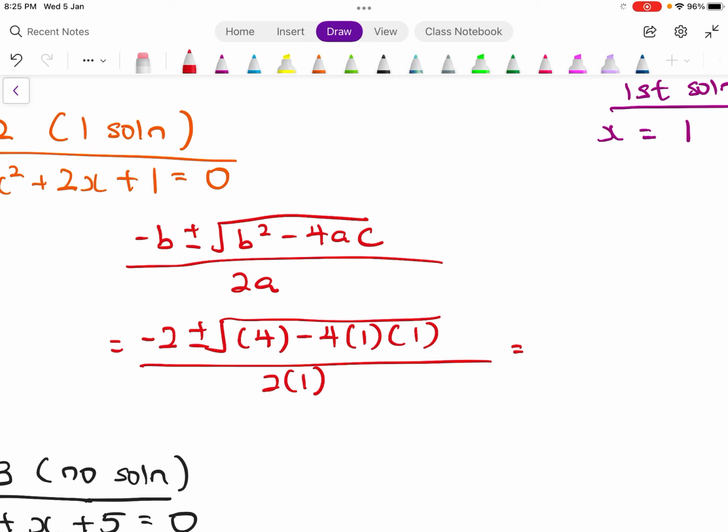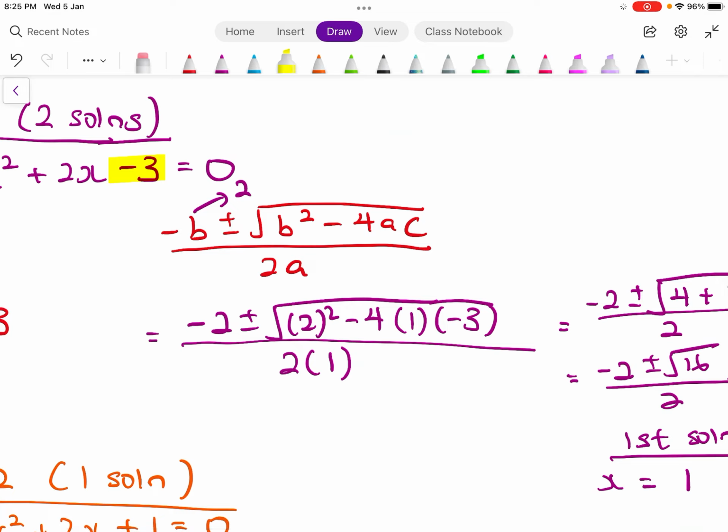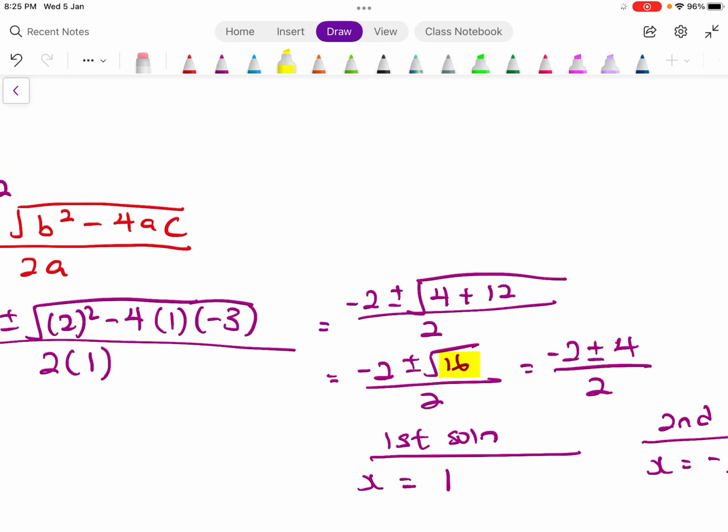So you'll get only one answer. So minus 2 plus minus 0, divided by 2. So you'll get only negative 1. So this is only one solution. Alright, so just take note of whatever is inside the square root, because it's very important for the later part of the video. And of course for the first case, you notice that whatever is inside my square root is more than 0, which is 16.